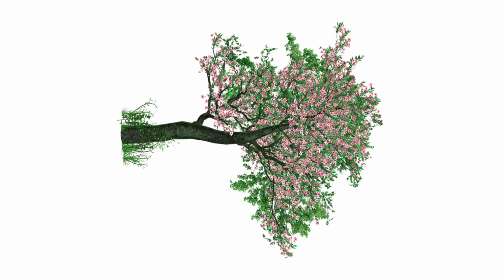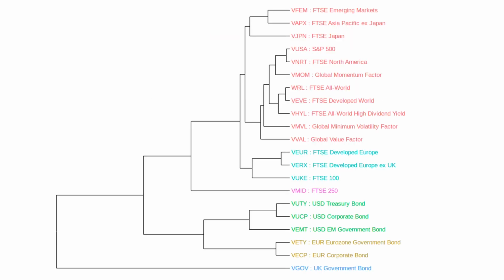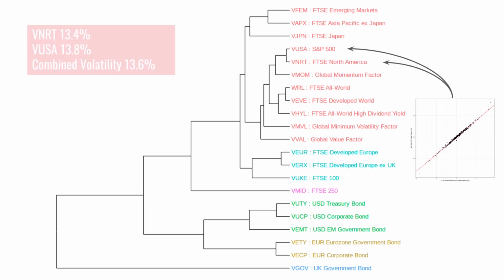What I've done is I've represented this as a tree, but remember the tree's on its side. And here it is. The names of the funds are on the right with their tickers. And those 2 funds that were highly correlated, you can see, sit together on the same branch. And if we have a 50-50 portfolio of VNRT and VUSA, the combined volatility is the same as the ingredients. There's no diversification at all.